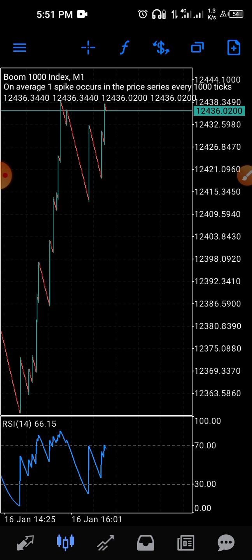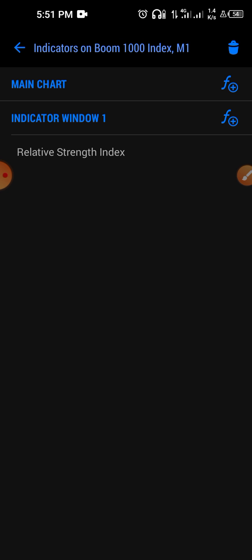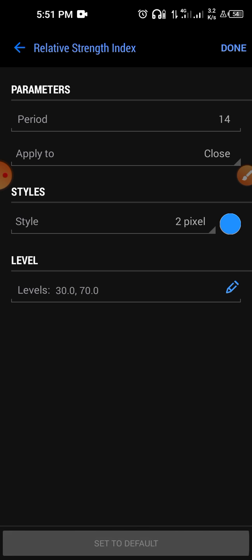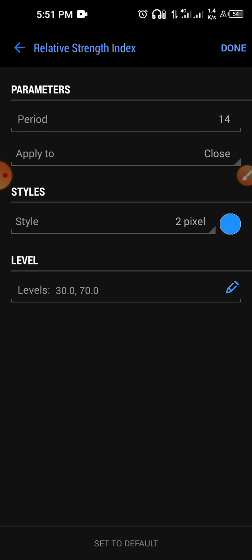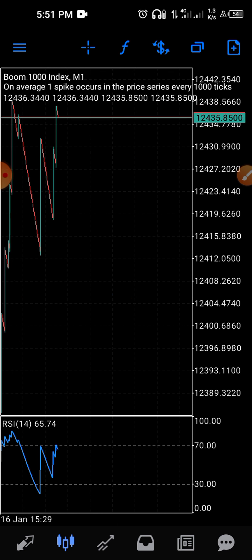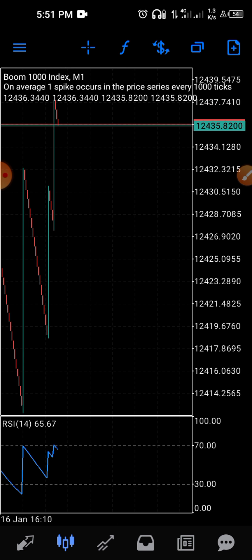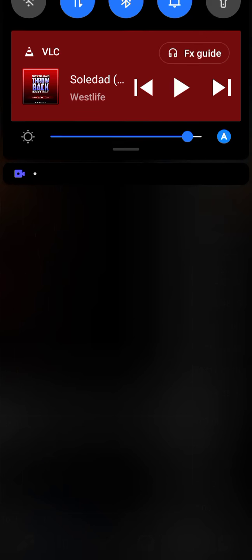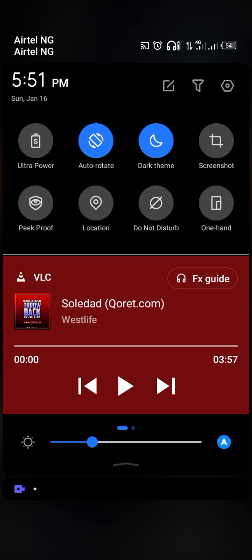So without wasting much time, what are we going to be making use of? It's a very popular indicator, which is the relative strength index, 14. Nothing more than that. The default. Okay. So what we'll be doing with this is trading basically divergence. It really works well. Let me just show you an example.